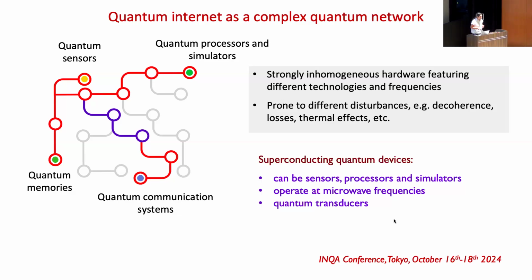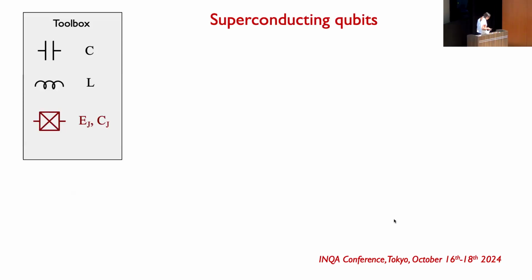First of all, they can be sensors. They can be processors, of course, as we have heard in these days, and simulators. What we understood is that they operate at microwave frequencies. And they can also be transducers, namely, they can be used to transfer information from one platform, say photons, to another platform based on solid states or spins. So today I will talk about qubits, but keep in mind this broad view, because in my opinion, it's a strong motivation to keep looking for different systems and different materials.